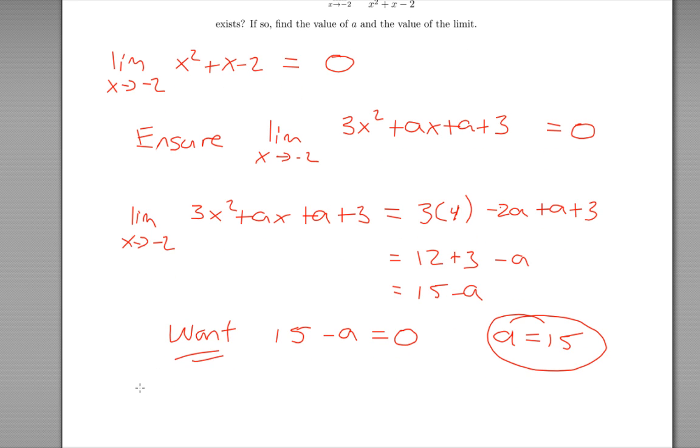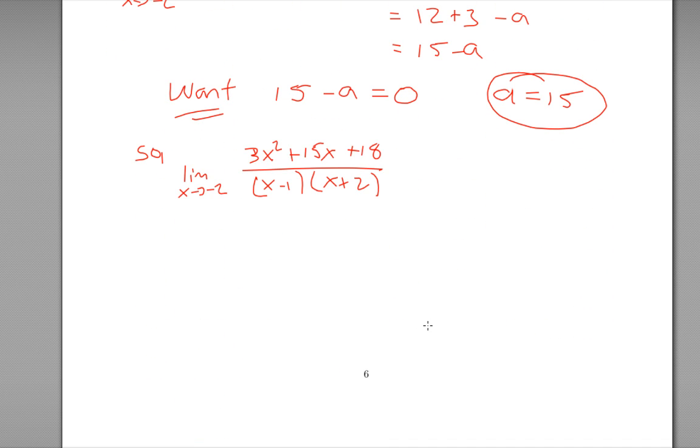So the limit as x goes to -2. Now that we know that a is 15, we have 3x squared plus 15x plus 18 divided by x minus 1 times x plus 2. I'm going to go ahead and factor this. The bottom factors into x minus 1 and x plus 2. And I think you can understand why I want to factor that already, and that's because we're going to do some factoring and some canceling.